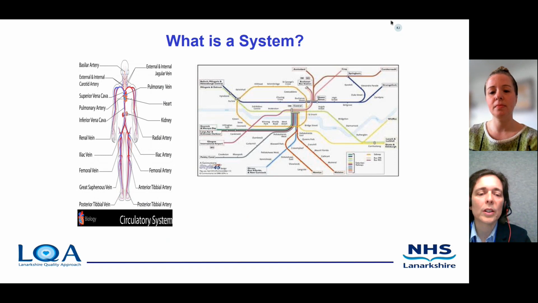So here we've got the circulatory system, and we've also got the Glasgow train system. In a system, you've got an interdependent group of items, people and processes that work together towards a common aim. So the human body works as a system, and within it the circulatory system is working together to keep us healthy and alive. So it's going towards a common goal.